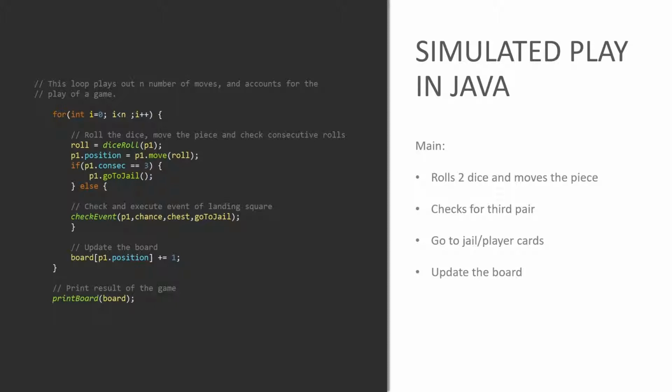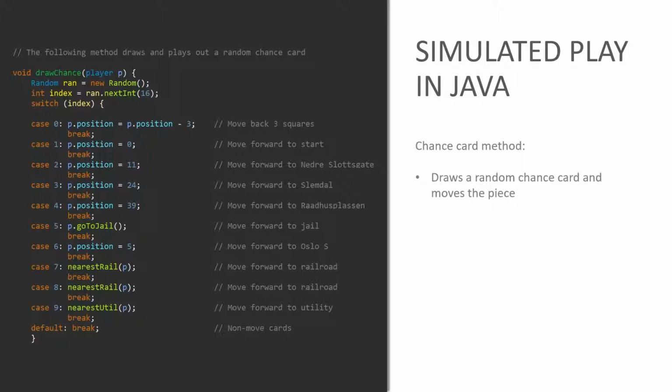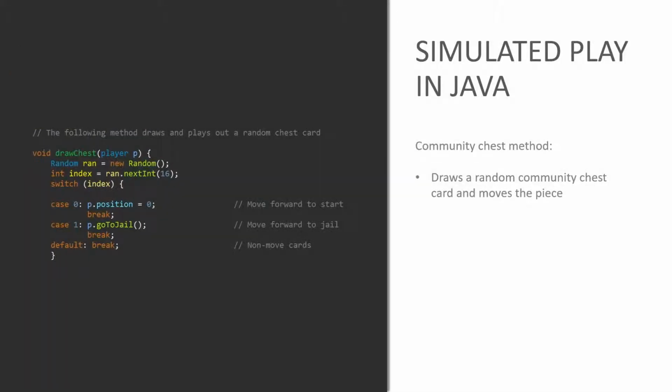So, here is the main section of the code I wrote, and quite simply what this method does is loop one player's turn for a finite number of turns and records the movement of that player. Notice how the position of the player is updated at the end of each turn. Of course, I also had to define some sub-methods to make the program complete. And most importantly were the methods for drawing cards. Here you can see all the different chance cards that move the player. And here are all the different community chest cards that move the player.